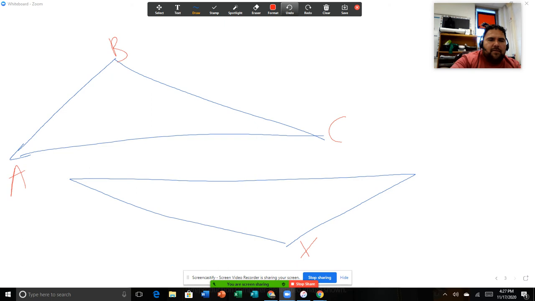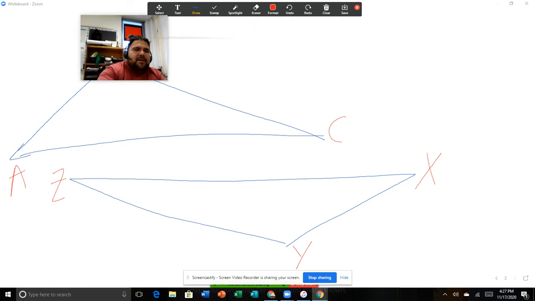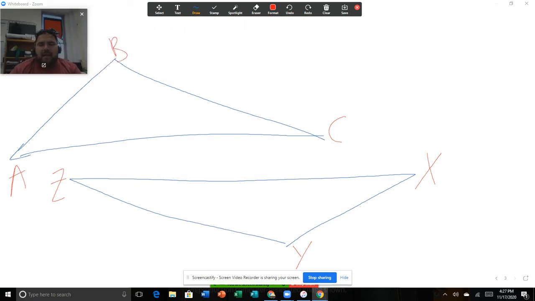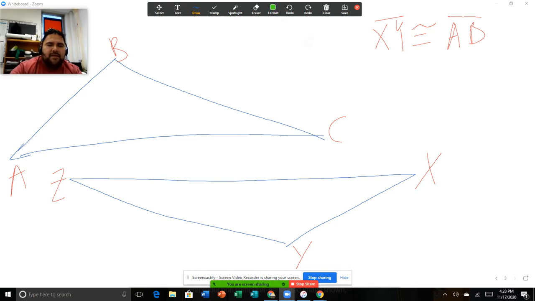Sorry, that's not what I want to do. XYZ. Okay, let's say in this statement, right, that XY is congruent to, oops, sorry, XY is congruent to AB. Okay, so XY is congruent to AB. So we're going to make this statement. XY is congruent to AB.